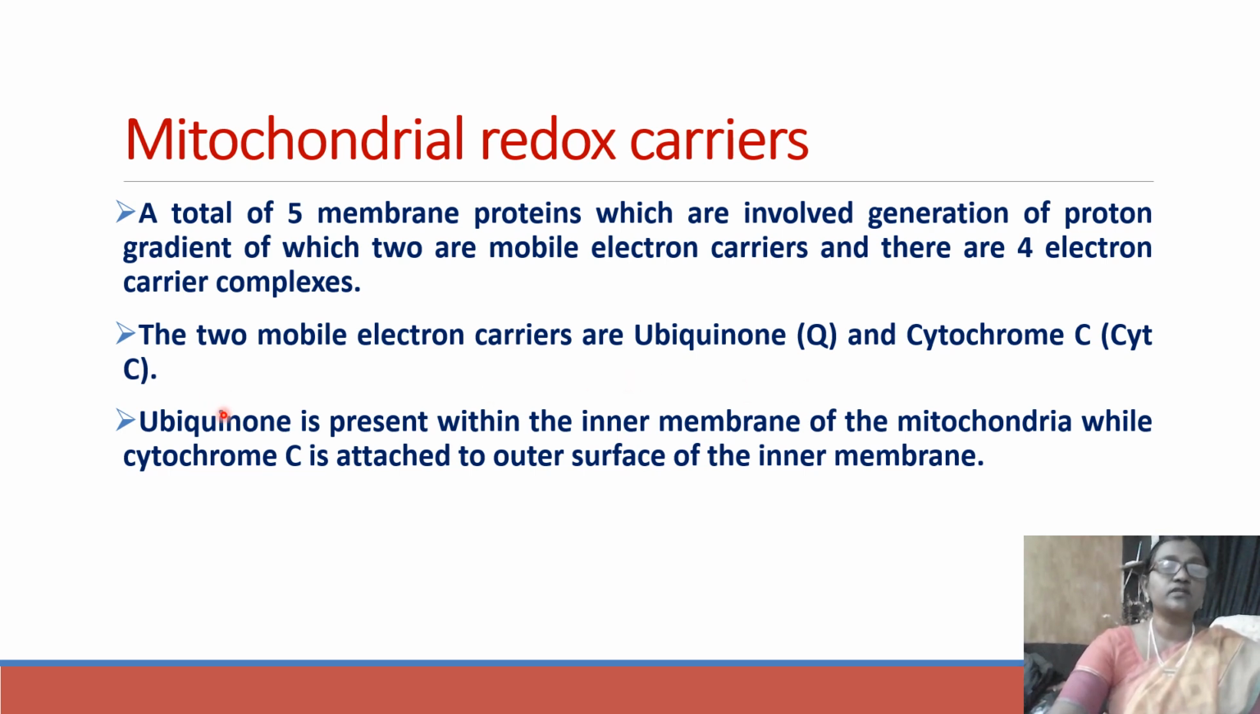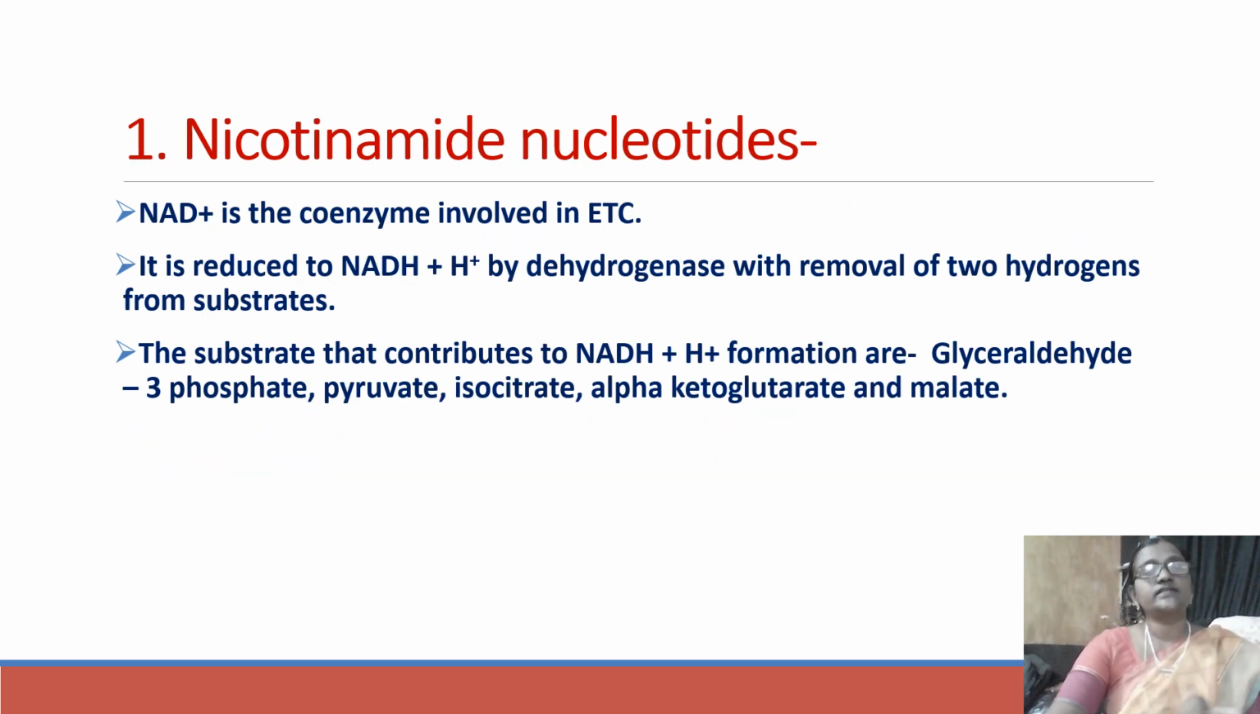Ubiquinone is present in the inner mitochondrial membrane of the mitochondria, while cytochrome C is attached to the outer surface of the inner mitochondrial membrane. That is how these two are located. Now let us look into each of the components of electron transport chain.